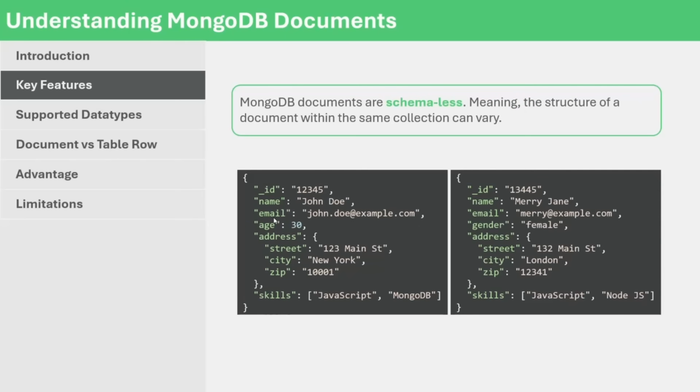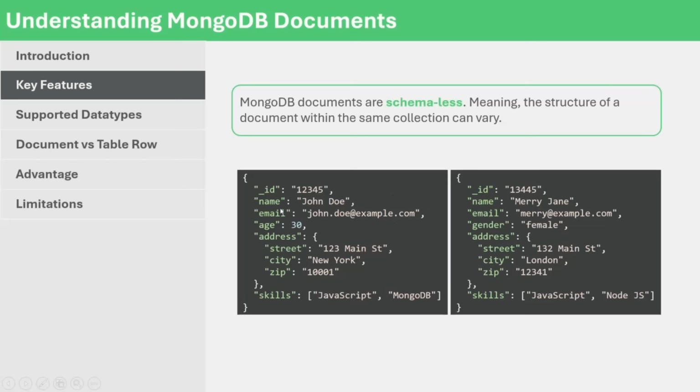Then, MongoDB documents are schemaless. That means two documents in the same collection can have different fields and different numbers of fields. So let's say we have these two documents. Each of these two documents represents a student. Both of these documents are, let's say, present in the students collection.